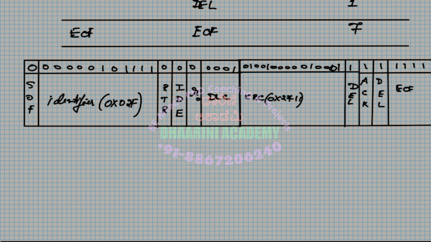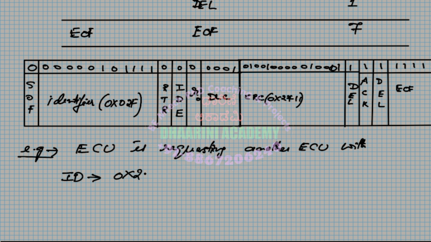So here in this example, an ECU is requesting another ECU, but it's not a general request. It is another ECU with an identifier. The ID of the ECU being requested is 0x02F. There is one ECU connected to the CAN protocol whose address is 02F. That's here, right?